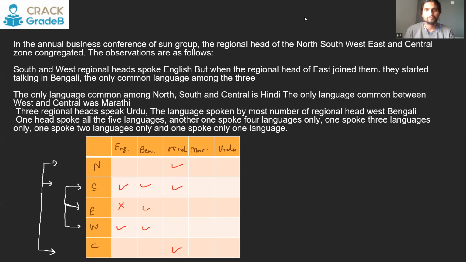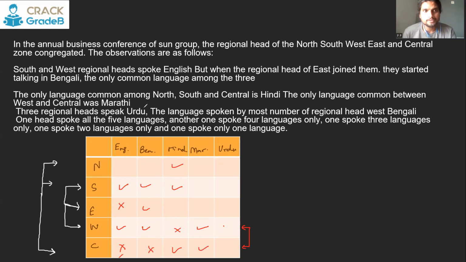Next statement is, the only common language between West and Central was Marathi. So West and Central, they both speak Marathi. So there cannot be any other common language between these two. That tells us if the West person speaks English and Bengali, the Central person cannot speak these two. While the Central person speaks Hindi, so the West person cannot speak this.